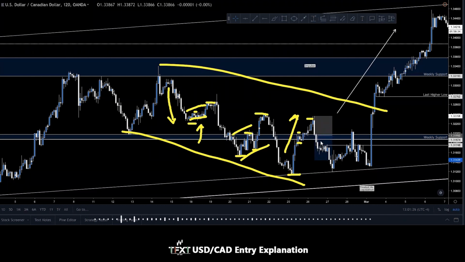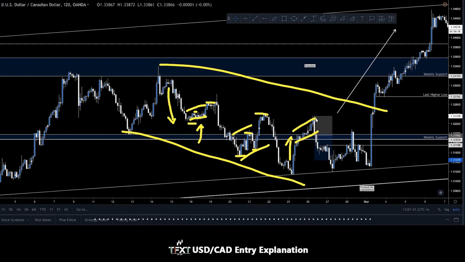Couple other reasons what was going through my head at the time was we were at a major area of resistance. So of course, selling at resistance. Secondly, more importantly, you can see that after this impulse was made, we did create a short-term reversal pattern. So the confluences were there. Just the issue was entry.